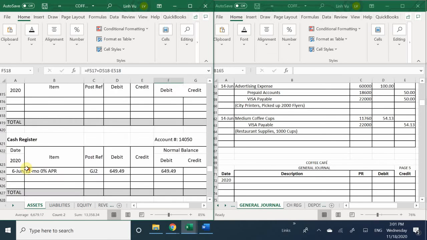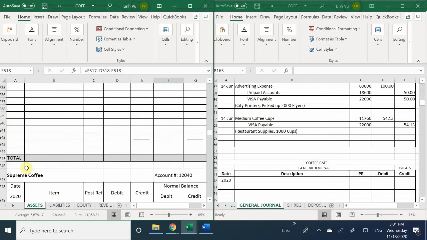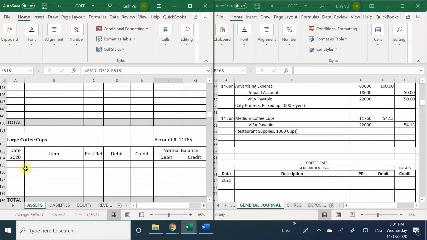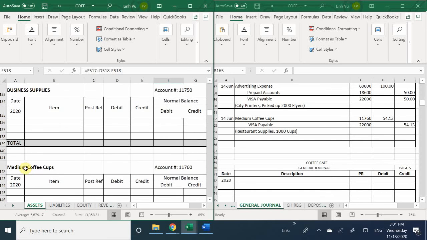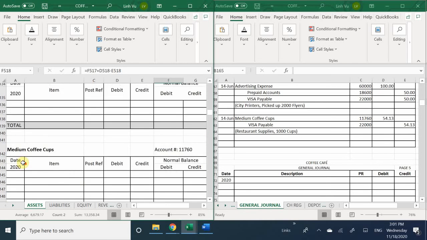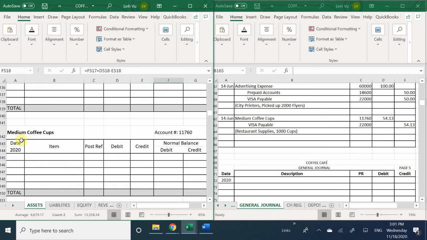11,760. So that's going to be way up at the top before inventory happens. So let's go find that account. Here I have, I guess I forgot to take that out. Here we are, business supplies, medium. I bought medium cups, right? Yeah, medium coffee cups.